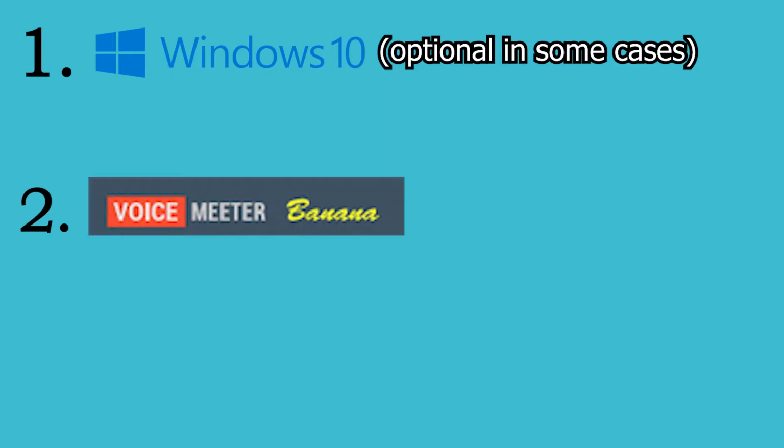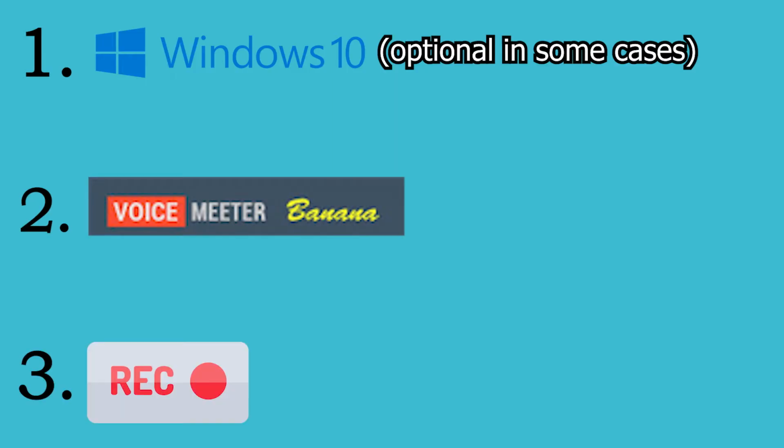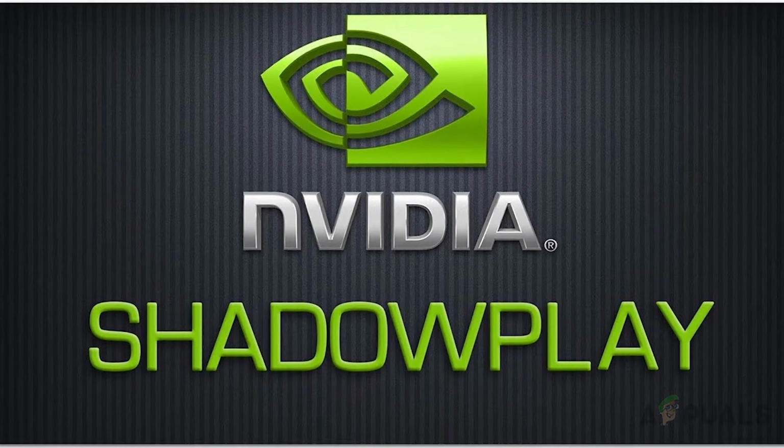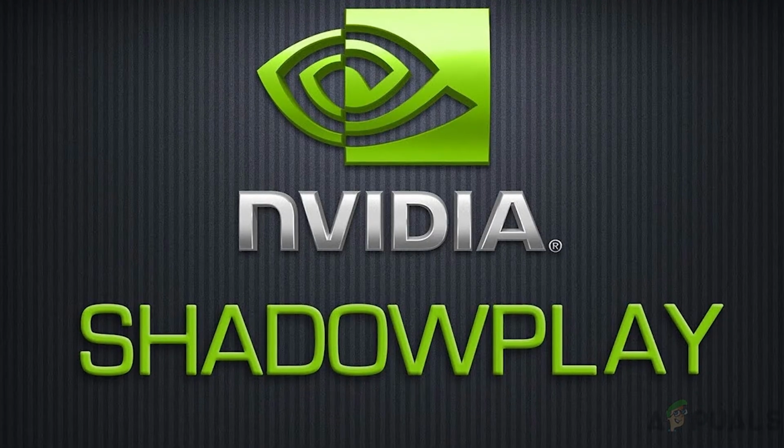Things you'll need: Windows 10, Voice Mirror Banana, and recording software. In our case, it's NVIDIA Shadowplay. I would say it's the best because it doesn't load CPU and you can separate mic and game audio. If you don't have NVIDIA graphics card, I would suggest using OBS because I don't know about any other better alternative. If you know, leave in the comments below.